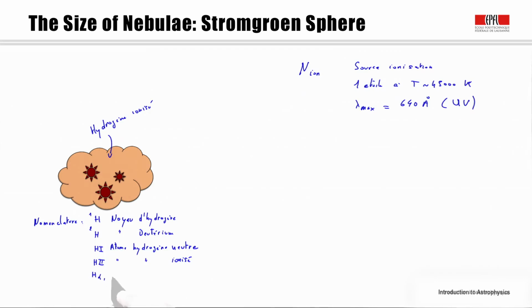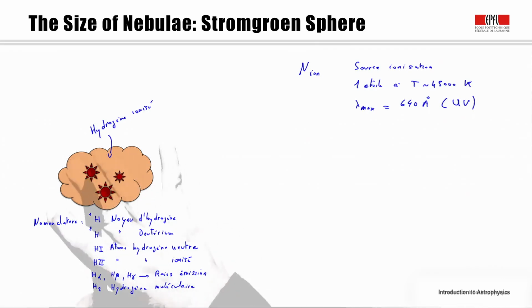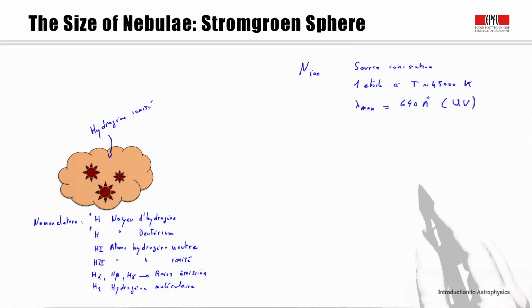Earlier, a notation H alpha, H beta, H gamma, etc. was shown. Pay attention not to confuse it with the notation that was shown before. Those are the hydrogen emission lines. We can also write H2, which indicates that two hydrogen atoms now form a molecule. So beware of all the different notations. That is all for the hydrogen nebula.